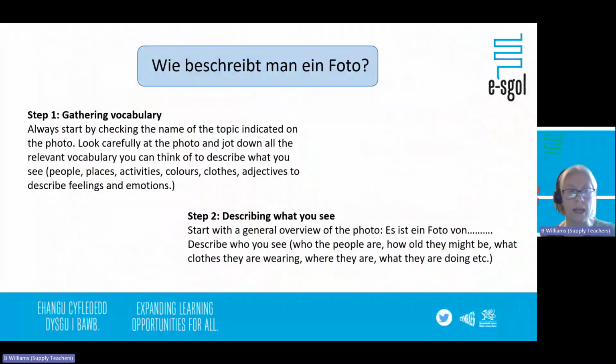So let's look quickly then at how we go about describing a photo to begin with. So wie beschreibt man ein Foto? So a few steps to go through. So please remember as well that you will have around 12 minutes preparation time with the exam paper, without a dictionary, but with pen and paper.